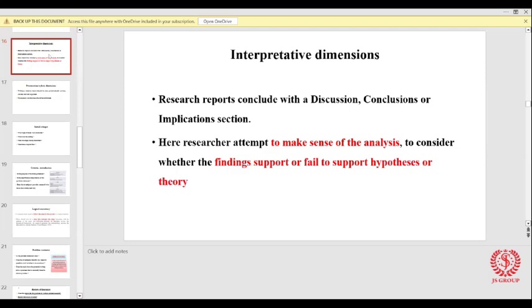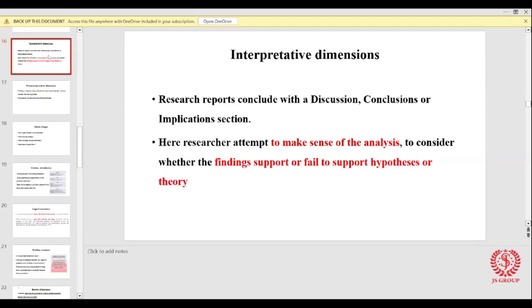Then the interpretative dimension. Interpretative dimension means this chapter will do critique over the discussion, conclusion and implication section. Especially, why we are doing this chapter critique is to make sense of the analysis, to consider whether the findings, what the researcher got, are supporting the hypothesis or failed to support the hypothesis or theory, that we will check. So this is the interpretative dimension.